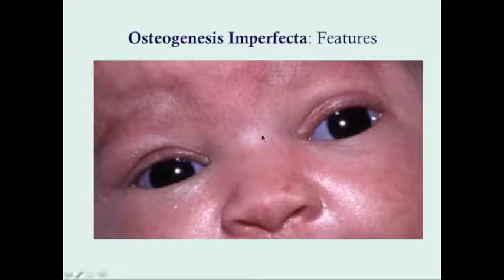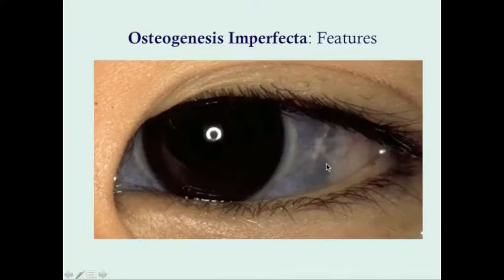So this is an example of blue sclera. You see blue sclera in other things. You can see it in Ehlers-Danlos syndrome, but blue sclera is something that you will see in OI, a classic sign of OI. So here's an even more obvious blue sclera.